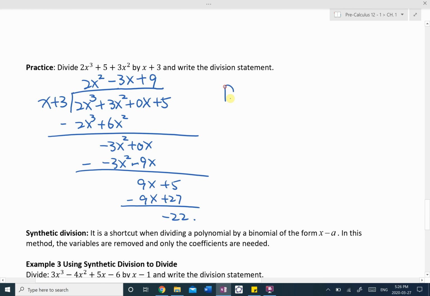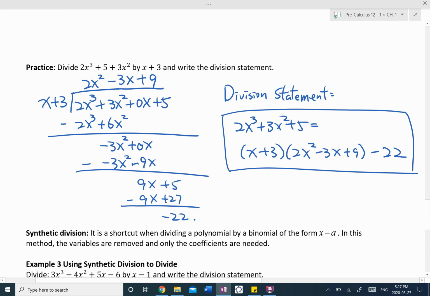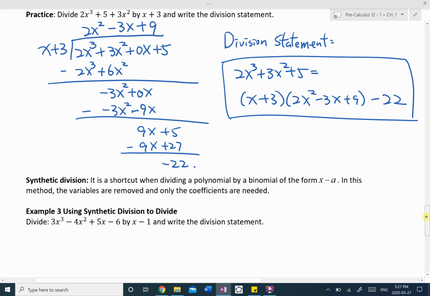Okay, so our division statement is 2x cubed plus 3x squared plus 5. This should equal x plus 3 times 2x squared minus 3x plus 9 minus 22. Please make sure you have this answer. I did it quickly, so I could possibly have made a mistake. I guess you could comment below if I made a mistake.